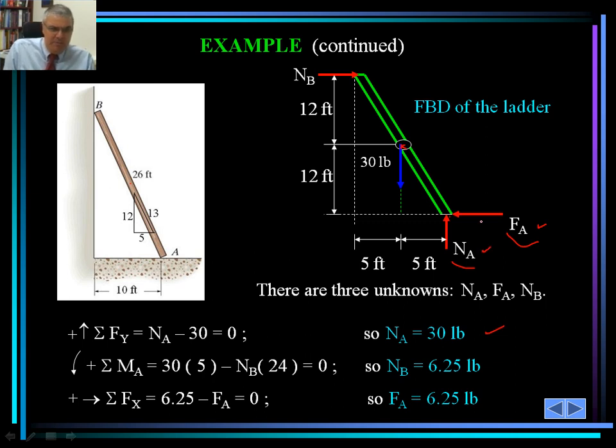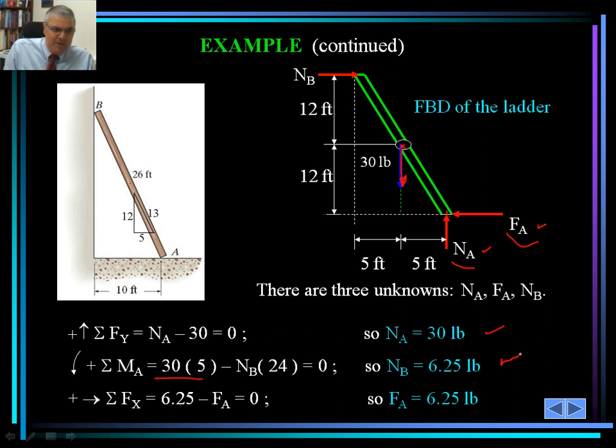Then we take the summation of moments about point A. We set that to 0 to be able to calculate N_B. So 30 times 5 is minus N_B times 24. This 30 is the weight of the ladder, and 5 is the moment arm for the blue force that's applied at the centroid of the ladder.